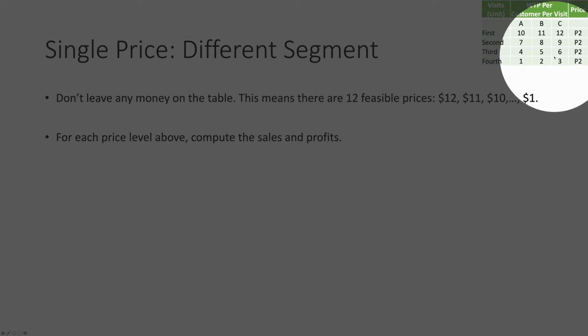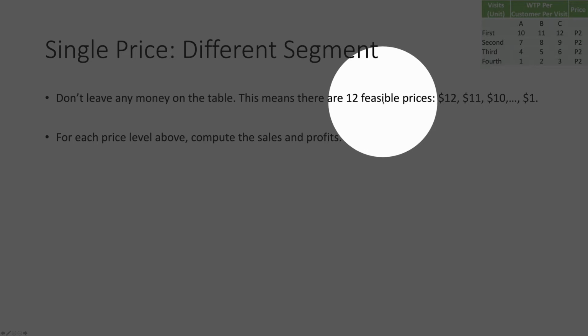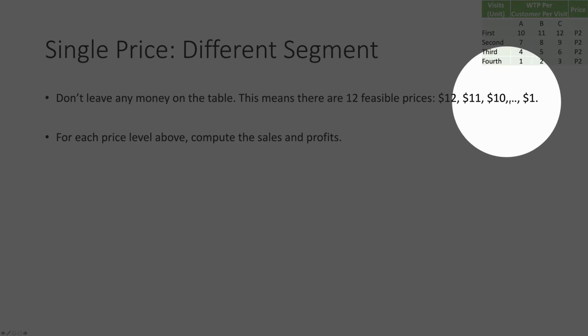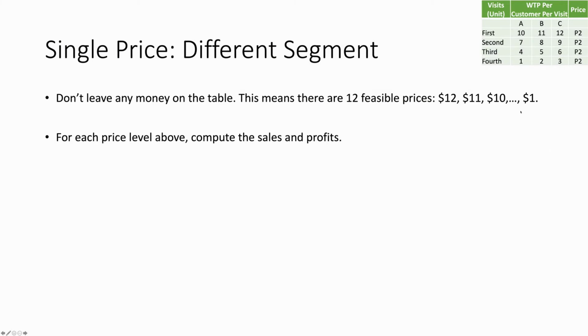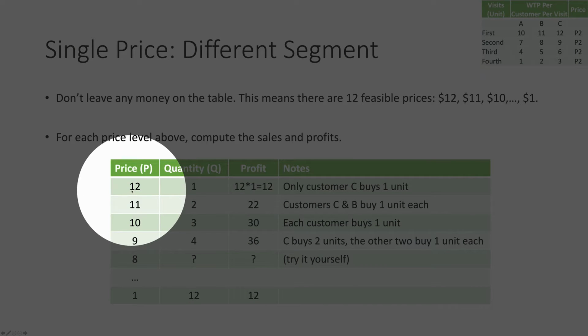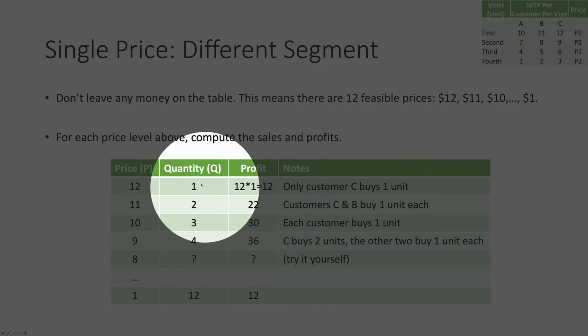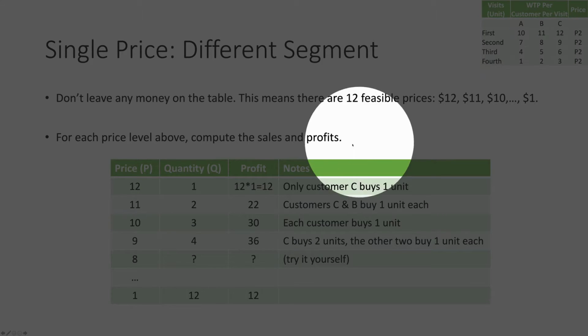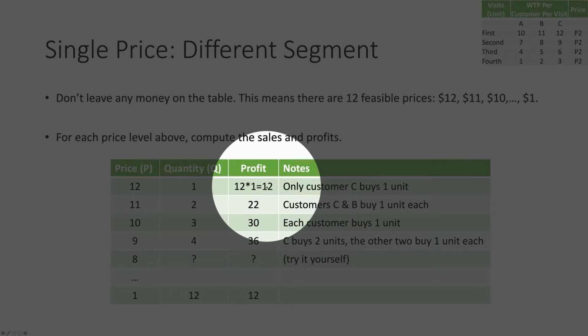Next, let's look at a single price when segments A, B, and C have different distributions of willingness to pay numbers. In this case, we have many more willingness to pay levels. So each willingness to pay level is a potential price level to charge. Therefore, we have 12 feasible price levels from $12, $11, and all the way to $1. Again, for each price level above, we compute the unit sales and the profits. So in this table, we have the price at $12, the quantity of demand is 1. Only customer C would buy 1 ticket, and the profit is 12 times 1 equals 12.